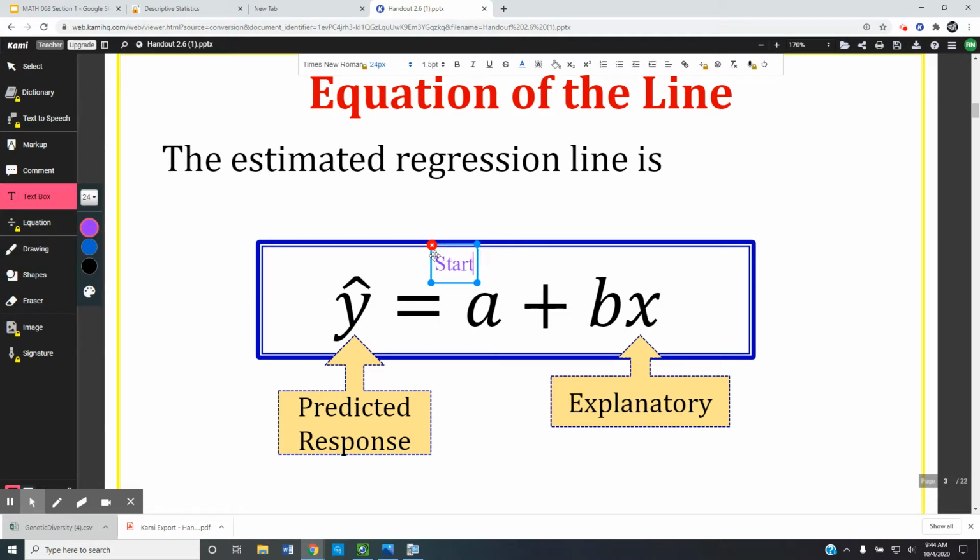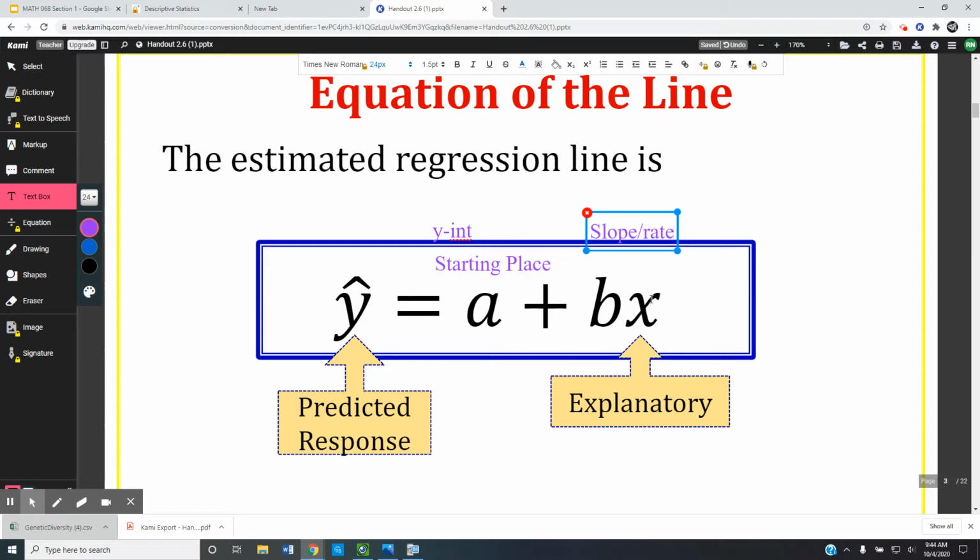A is the starting place, also known as the y-intercept, right? So the starting place on the graph is the y-intercept, and the b value is the slope of the equation. The slope can also be described as the rate of the equation, and that's my b value.